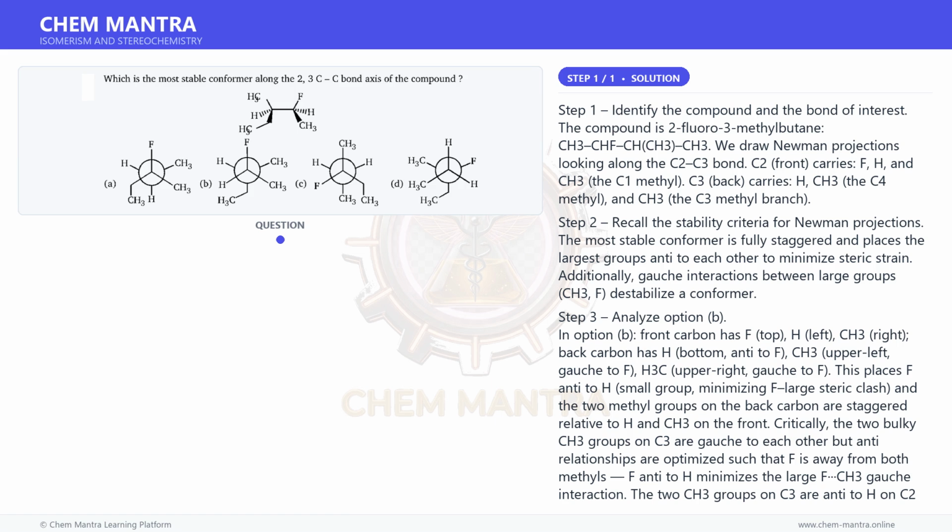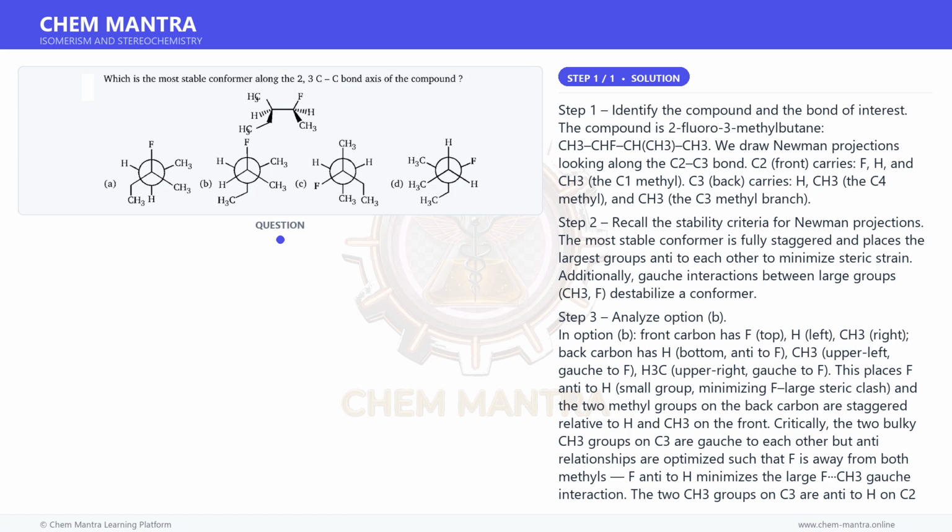Step 2. Recall the stability criteria for Newman projections. The most stable conformer is fully staggered and places the largest groups anti to each other to minimize steric strain. Additionally, gauche interactions between large groups, CH3 and F, destabilize a conformer.